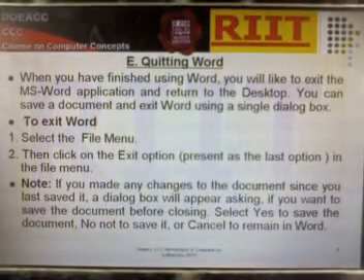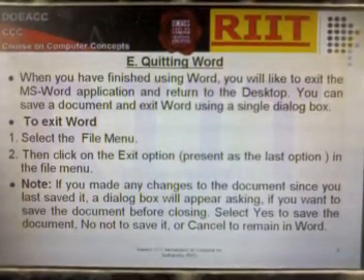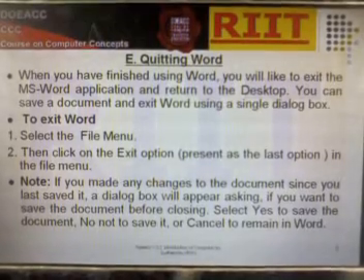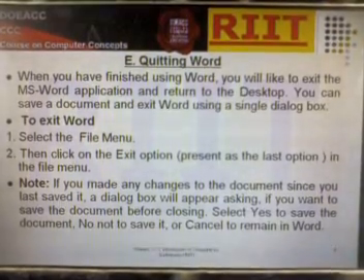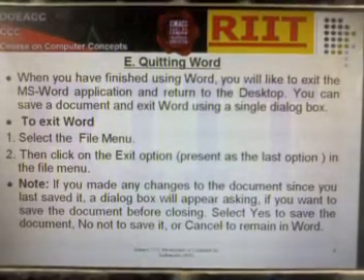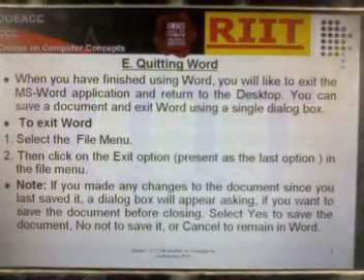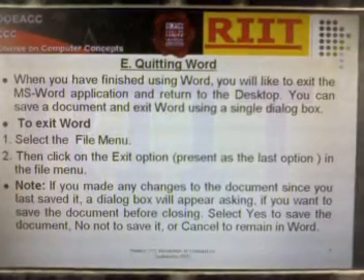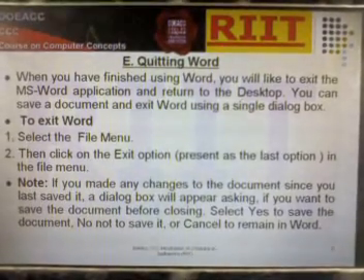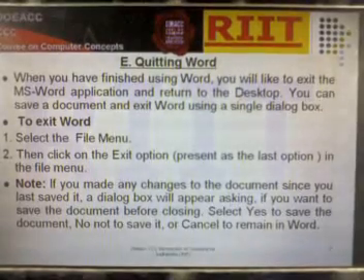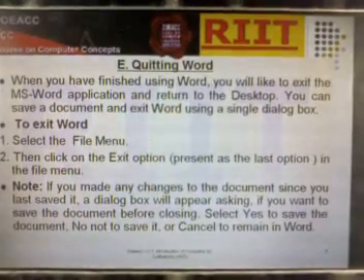Quitting Word. When you have finished using Word, you will like to exit the MS Word application and return to the desktop. You can save a document and exit Word using a single dialog box. To exit Word, select the File menu, then click on the Exit option in the File menu. Note: if you made any changes to the document since you last saved it, a dialog box will appear asking if you want to save the document before closing. Select Yes to save the document, No not to save it, or Cancel to remain in Word.